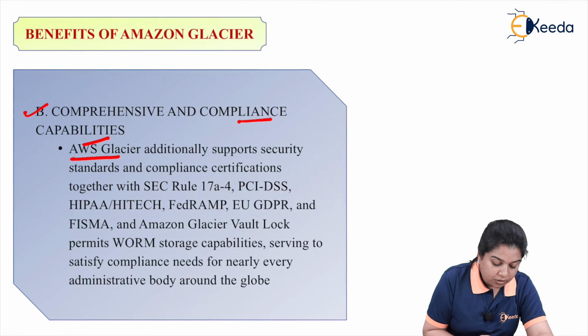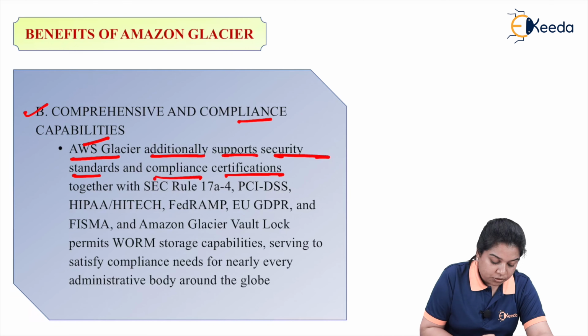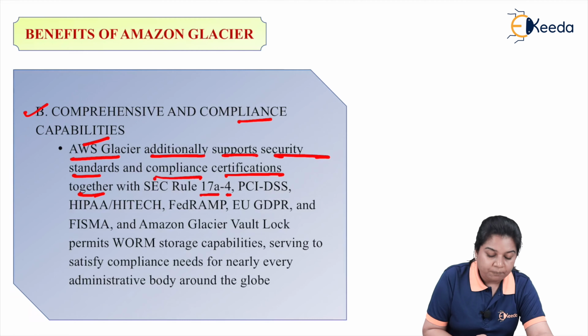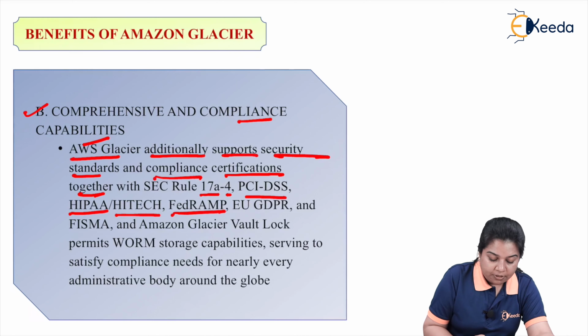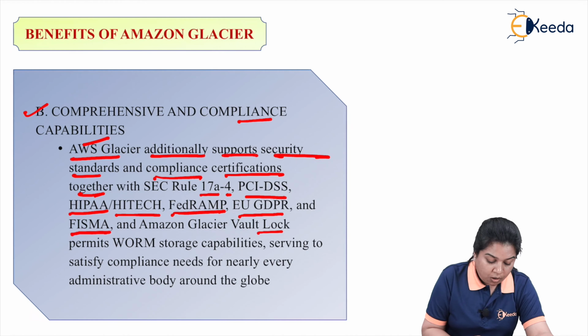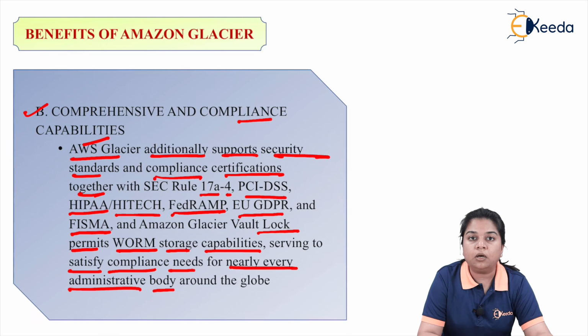Amazon Glacier also supports security standards and compliance certifications including SEC Rule 17a-4, PCI DSS, HIPAA, HITECH, FedRAMP, EU GDPR, and FISMA. And Amazon Glacier Vault Lock allows WORM storage capabilities, helping satisfy compliance needs for virtually every regulatory agency around the globe.